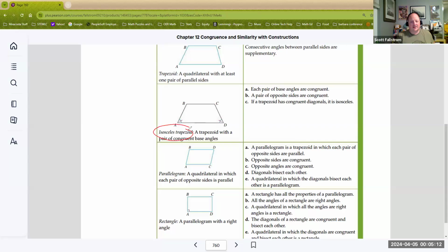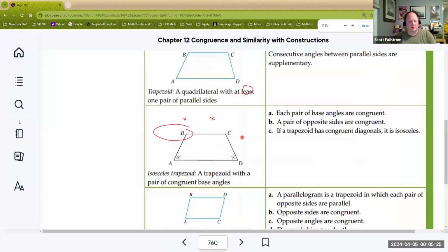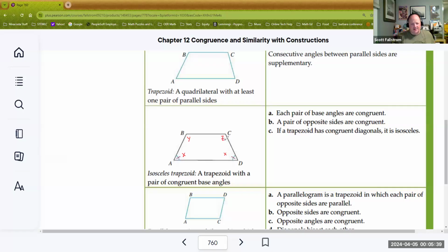So if we know it's an isosceles trapezoid, can we guarantee that each pair is congruent? So again, we know one pair is congruent, so I'll label those as X and X. And let me see here, maybe I can zoom in a little bit, make that a little bit bigger. There we go. Okay, let's do that. All right, so what does that mean? So I have X and X. The other two base angles are, we'll just call them Y and Z because I don't know if they're the same. But we do have parallel lines.